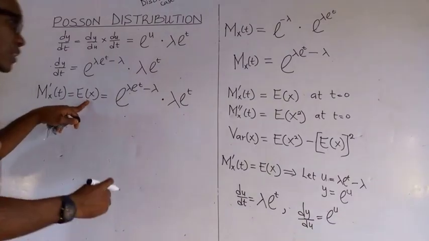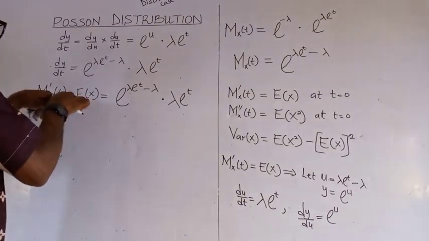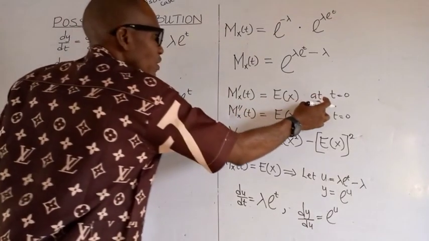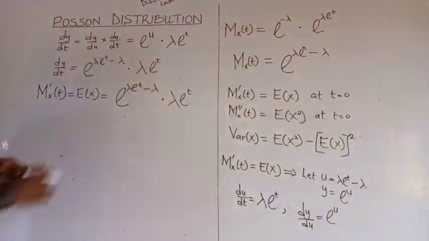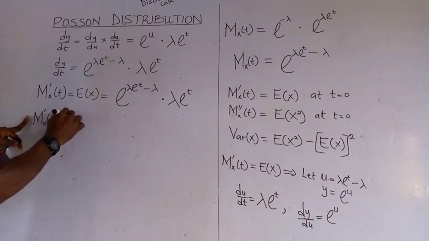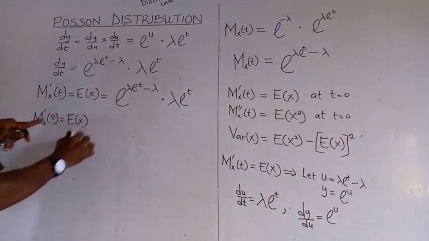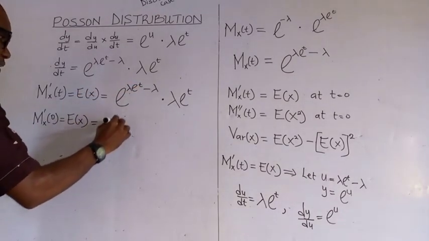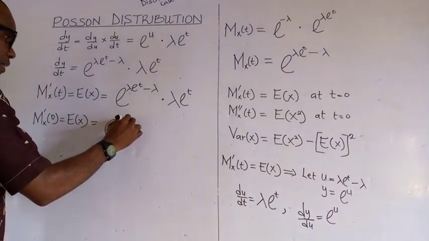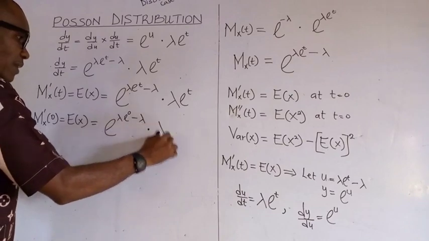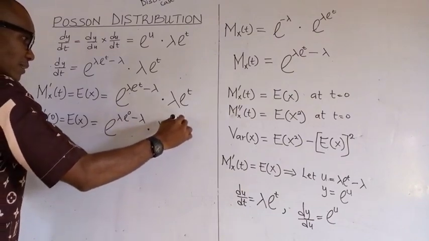We also said that for this exponential function to stand alone as a mean, we need to make t equal to 0 in the function. At t equal to 0, which is the expected value, anywhere we see t, we put 0. So it will be e to the power of lambda times exponential raised to the power of 0, minus lambda multiplied by lambda e to the power of 0.